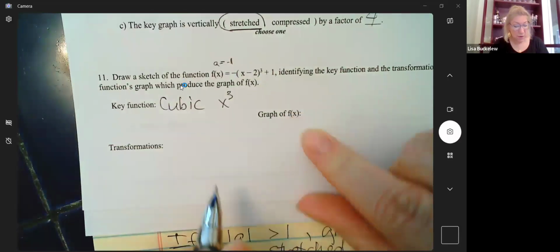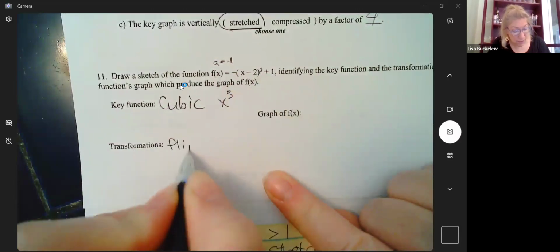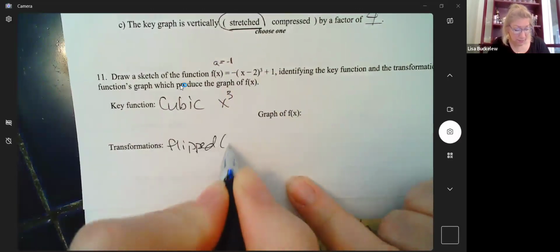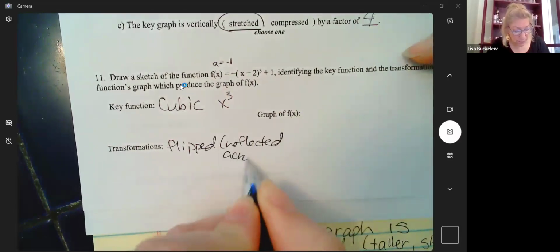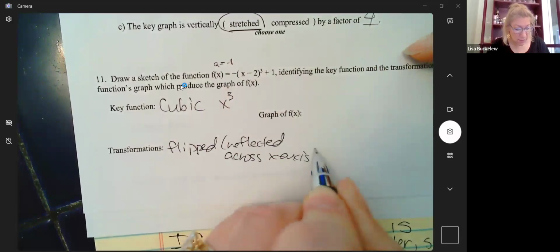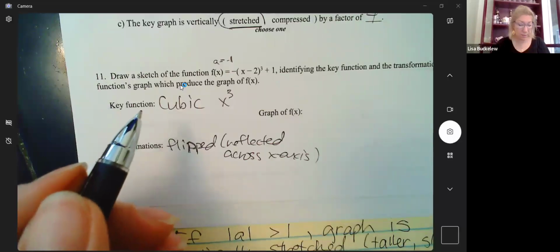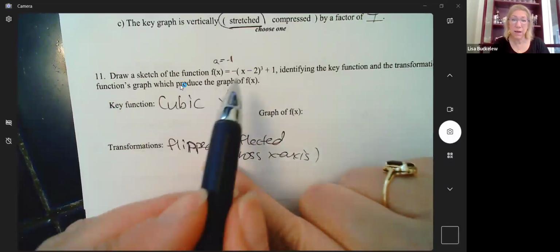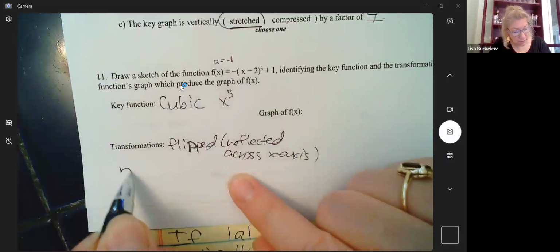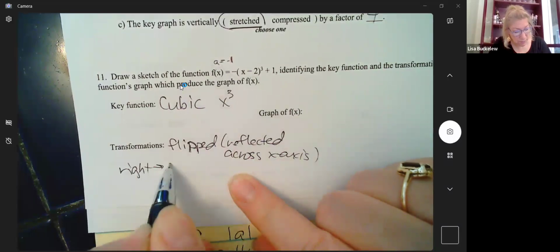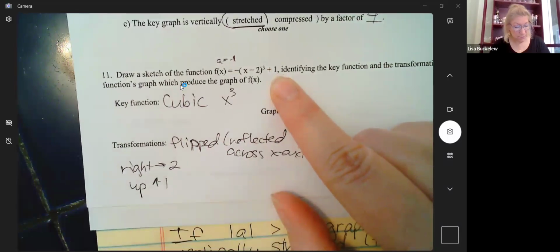cube function. All right, so the transformations. The -1 means it's going to be flipped upside down. We could also say reflected across the x-axis. That's the math term, across x-axis, but really it just means starting from where the normal x-intercepts would be, or the middle of the graph, we flip it around. All right, and then the -2 means we're going to shift horizontally, but to the right by 2 units. And then the +1 means we're going to go up 1 unit.